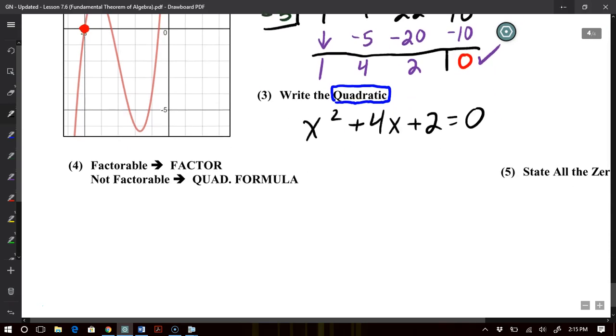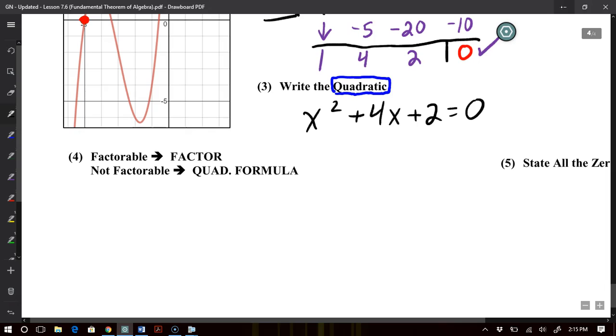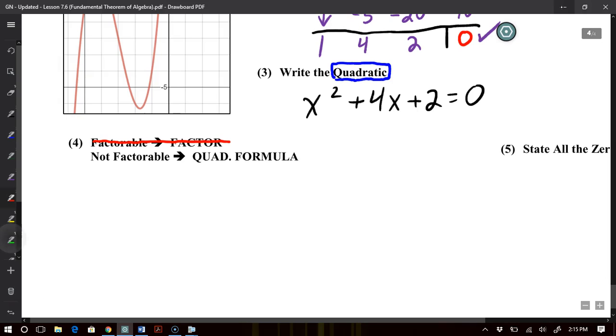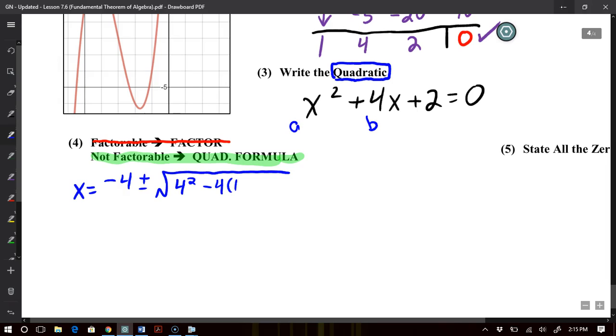We have to ask ourselves the question, can it be factored? Well, factors of 2 are 1 and 2, and those in no way, shape, or form will ever give me 4 as a sum. So I have to use the quadratic formula. Well, let's give it a shot. X equals -b, and in this case, b is 4. So -4 plus or minus the square root of b squared, 4 squared, minus 4 times a, which in this case is the 1 in front of the x squared, times c, which is 2. All over 2a, so 2 times 1.